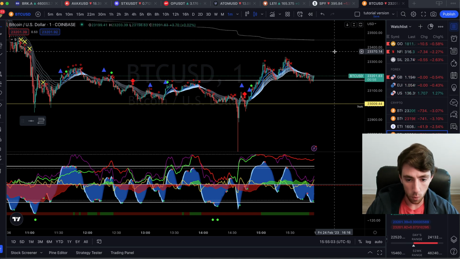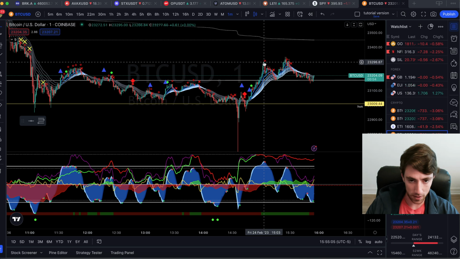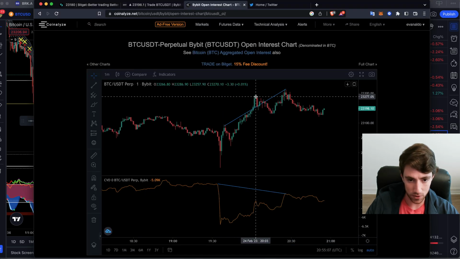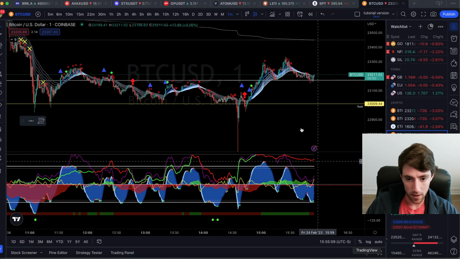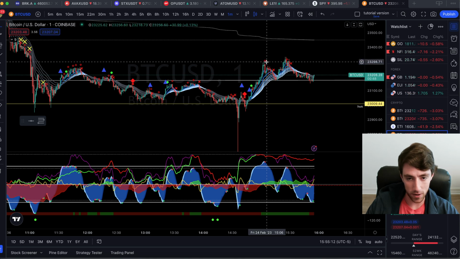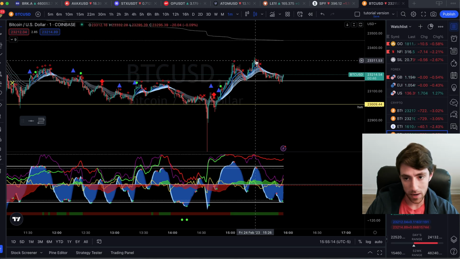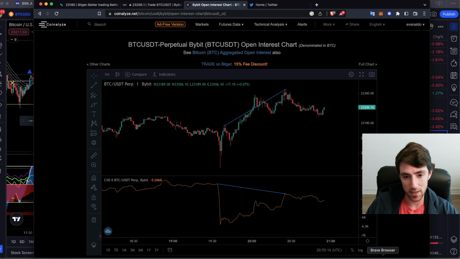So what I looked at here, this was where you had the first kind of divergence. So you could see there, that was over here. This is the first divergence. And you just had a red dot, no bearish div. Up here, you had a bearish div plus that CVD divergence.